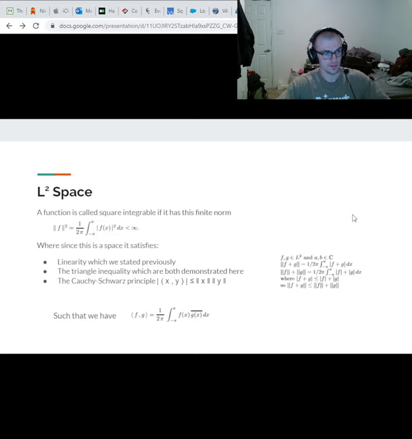And then the Cauchy-Schwarz principle, such that here x and y are linearly dependent, so that you can have an equivalent sign there. Then we can define our inner product on this space as the inner product of f and g equaling 1 over 2 pi times the integral of f of x times g of x dx.